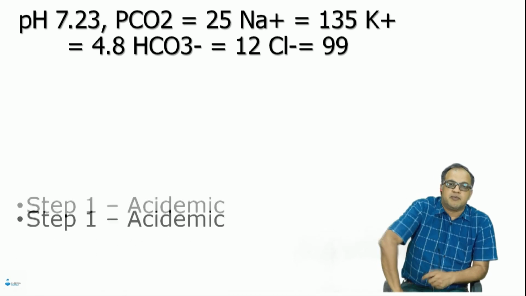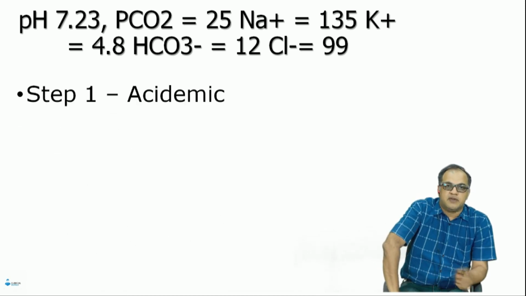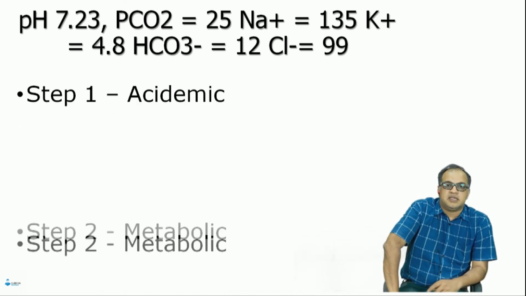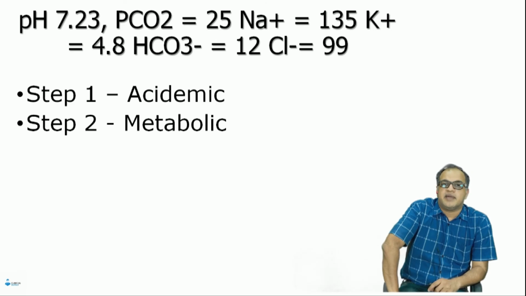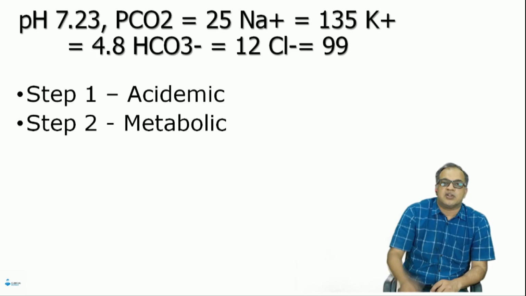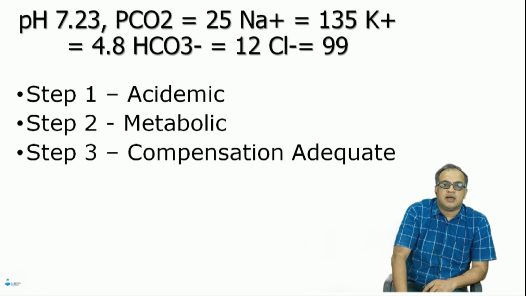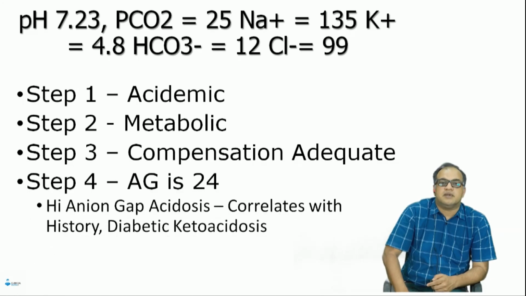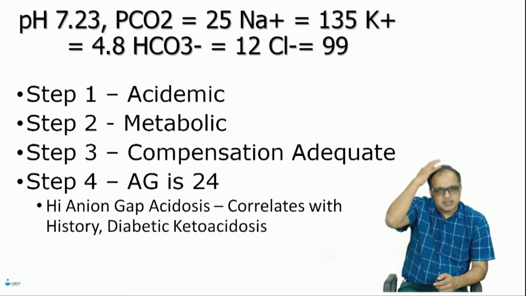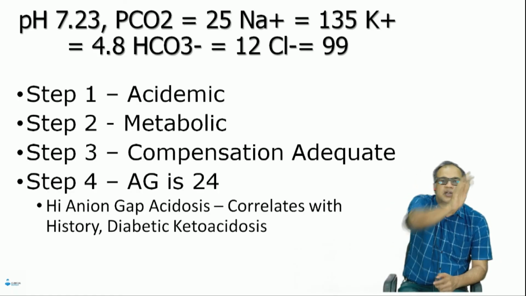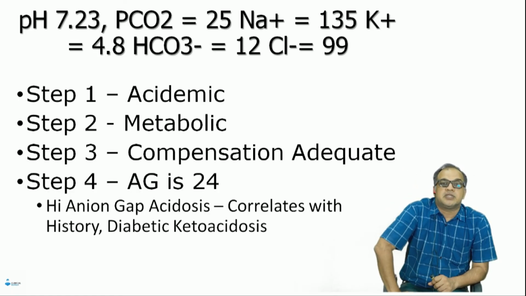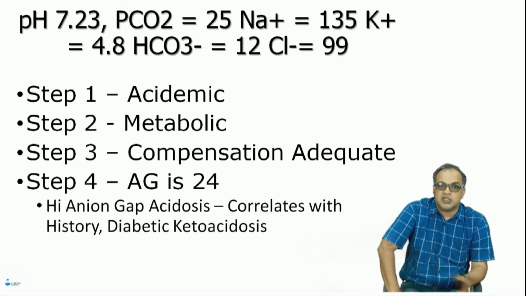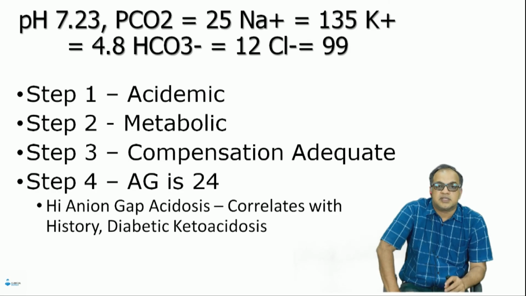So pH is 7.23. It is acidemic, no confusion. PCO2, it is metabolic. Why metabolic? Bicarbonate is in the direction of pH. Compensation is adequate. Why is it adequate? Because PCO2 is equal to the last 2 digits. Anion gap is 24. It should have been 12.